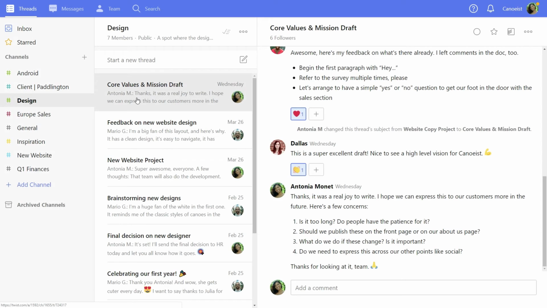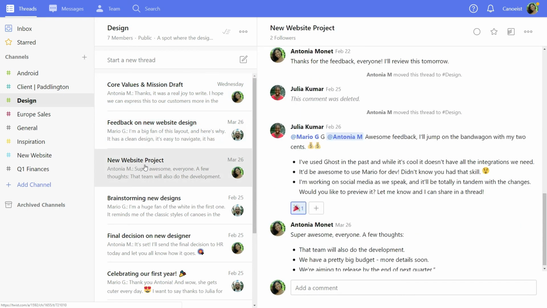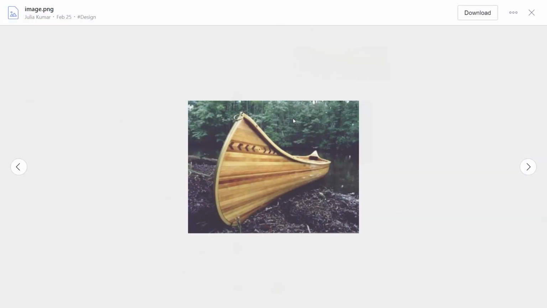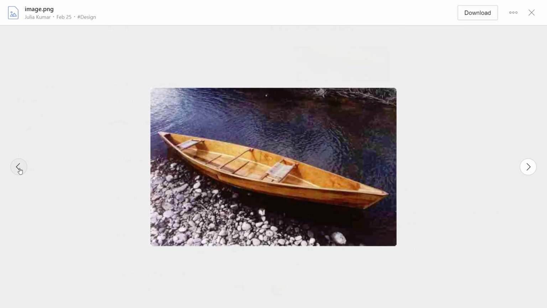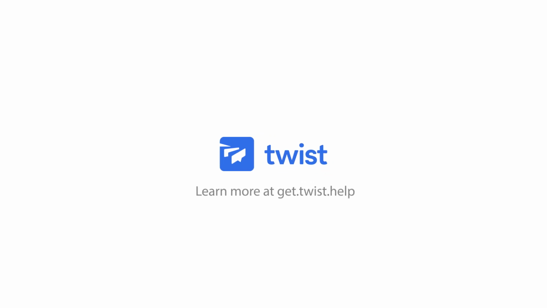And don't worry about starting too many threads. The beauty of Twist is you can have a separate thread for each topic or idea. Twist naturally becomes a team knowledge base, where you can easily track down conversations, decisions, and files whenever you need them. So get started with threads to give your team a calmer, more organized way to work together.